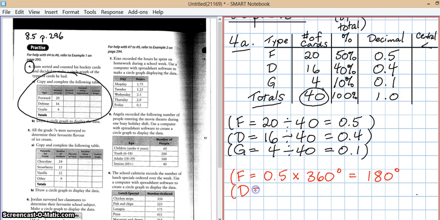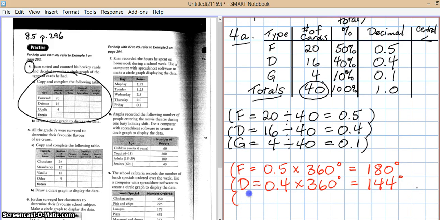For the defense cards, we just determined that the decimal equivalent of 16 out of 40 was going to be 40%, or 0.4. We take the decimal, 0.4, and multiply that by 360 degrees. Again, you can take your calculator for this part. We end up with 144 degrees. So the size of the angle that we're going to draw for that section to represent the number of defense cards will be 144 degrees.